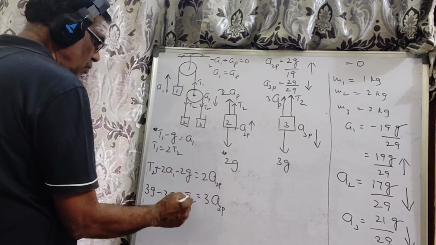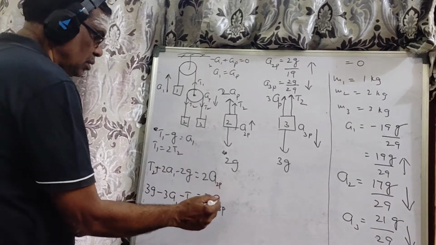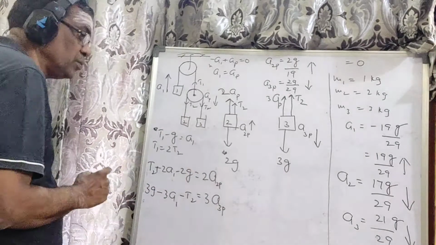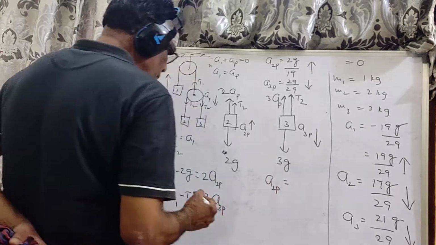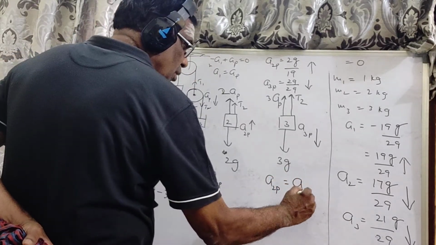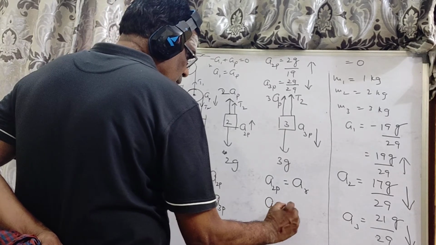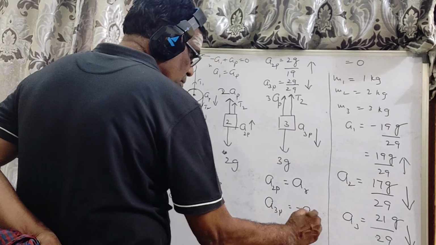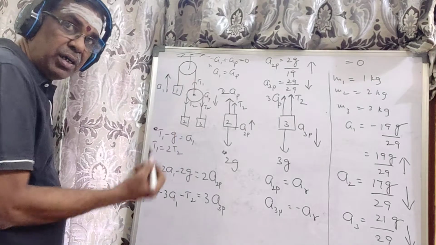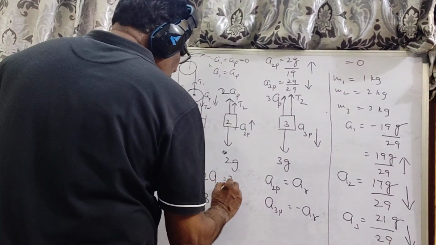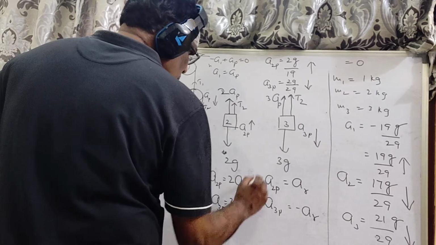One, two, three, four equations. T1, T2, A1, A to P, A to P. Now, A to P we will call as AR. So A3P is minus AR. But here what did I do? I took already up or down. Therefore, 2AR, 3AR.